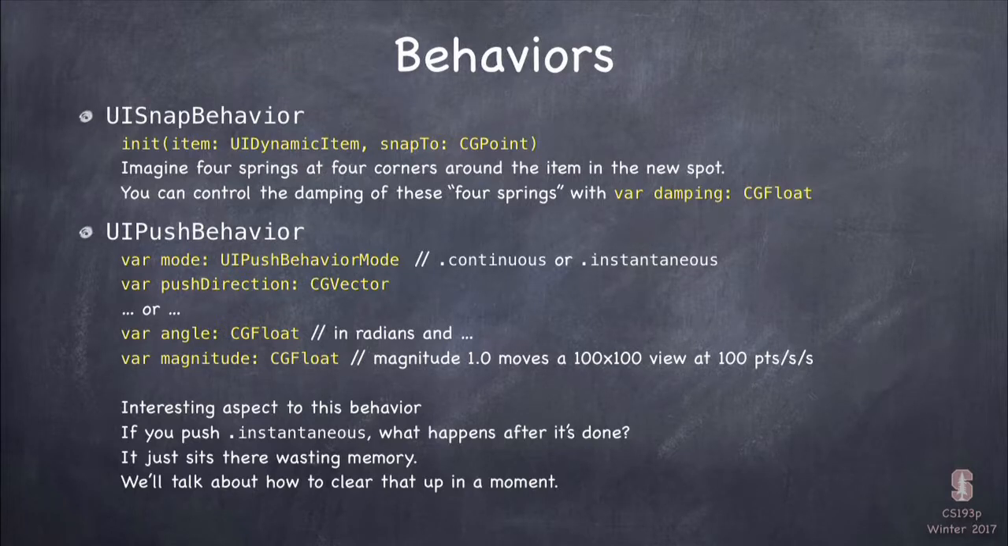Push is almost like imparting a velocity to it. Now, there's two kinds of push. There's instantaneous push, which is just a one-time push that imparts a certain energy to it. There you can see magnitude 1.0 on a 100 by 100 view would get 100 points per second squared of push to it. But then there's also continuous push, which is you're just pushing along behind. So that's velocity. You're giving the thing velocity because you're just constantly pushing it at some rate. So you can do both things there.